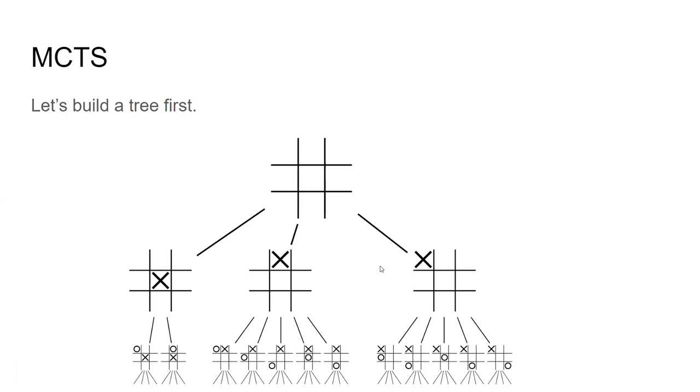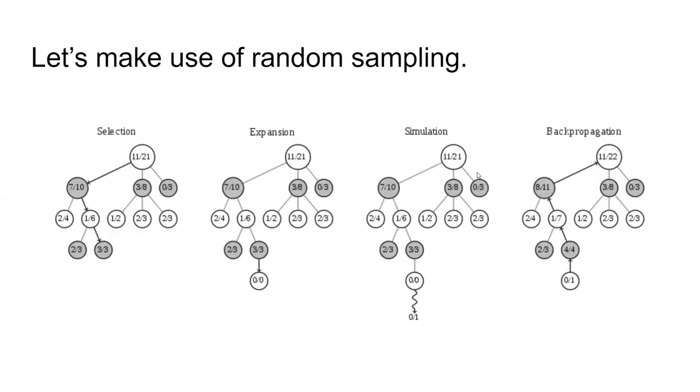On this slide, we have successfully built the tree for the game, at least for tic-tac-toe in this example. Then how can we make use of random sampling for decision making in such games? Usually we have four steps, or four phases: selection, expansion, simulation, and backpropagation. We will see them one by one.